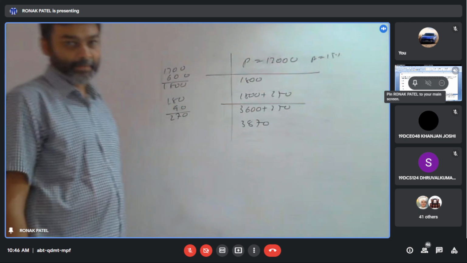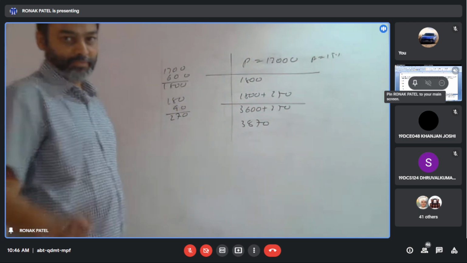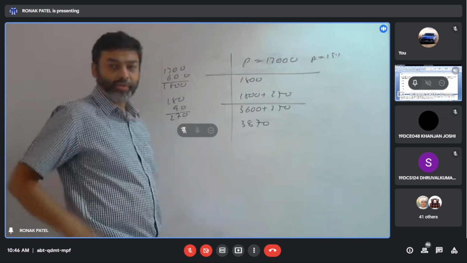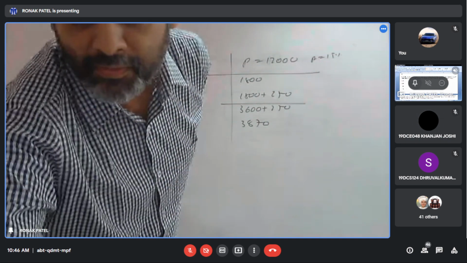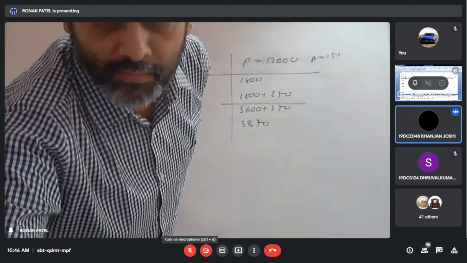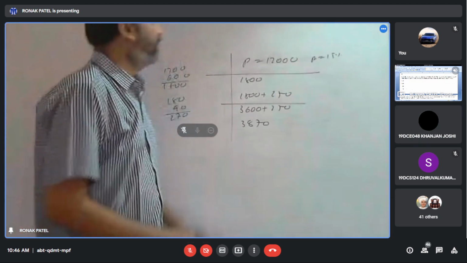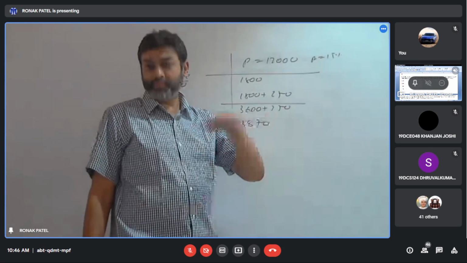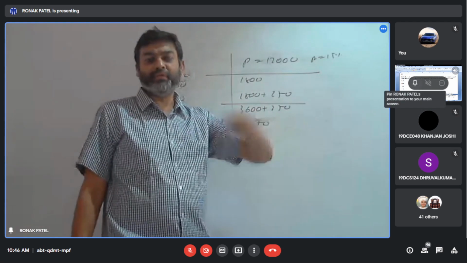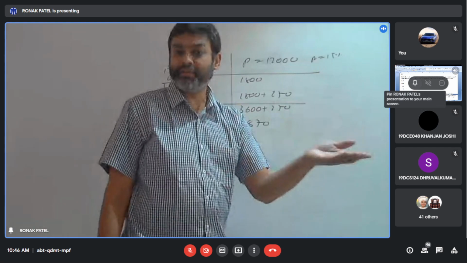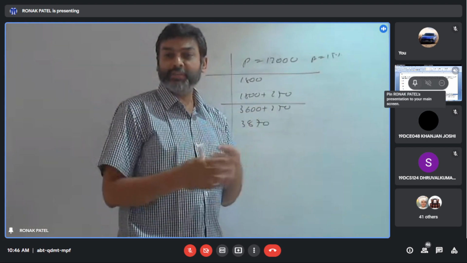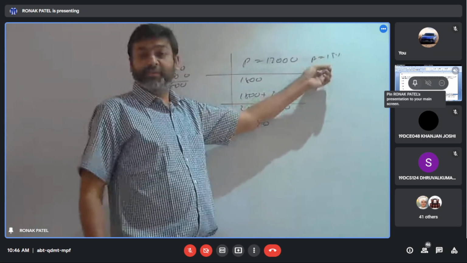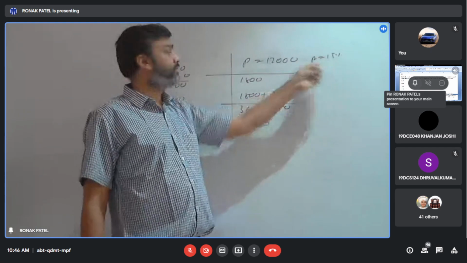Hope everybody understood. Should I explain again? Yes, sir. Explain again. It is written that there is a 45% increase in the amount if it is kept at simple interest. So simple interest is what? It increases equally every year. So if there is a 45% increase, it means every year 15% increase. And that 15% is nothing but the rate of interest. Are you clear?